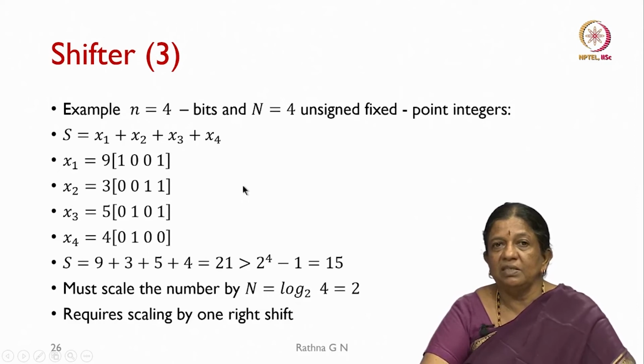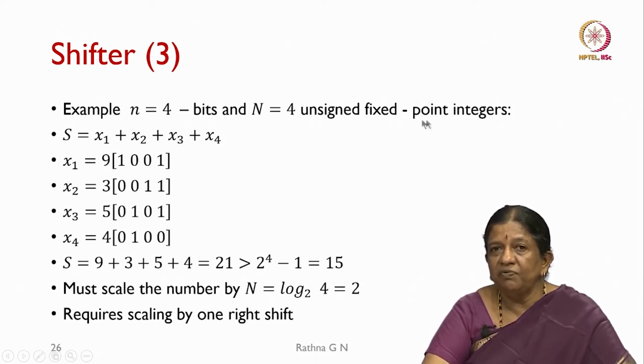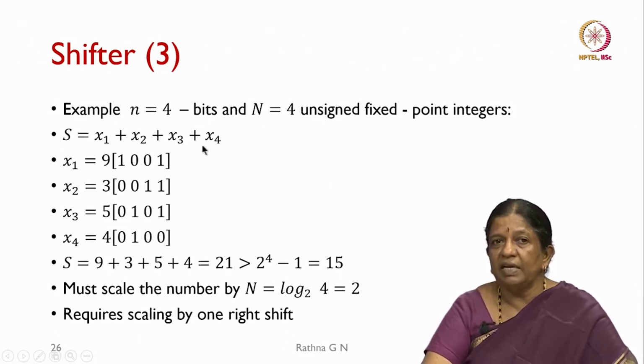We will see how we can do the shifting in this case, and why we need scale up or down. As an example, n is equal to 4 bits and the capital N number of additions is also 4. We have chosen the unsigned fixed point integers case. Then our summation is x1, x2, x3, x4, with 4 variables represented with 4 bits each, and we are adding them up. As an example, these are the values we have taken, with their binary representation shown in the square brackets. When we sum up, we get 21 as the result.